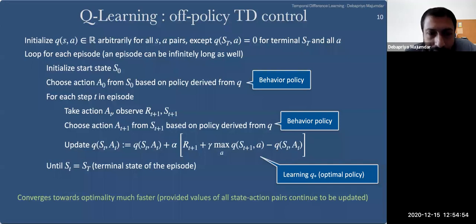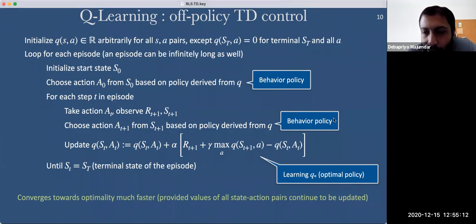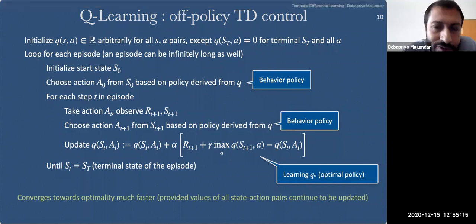Now, this converges towards optimality much faster than on policy, provided values for all state action pairs continue to be updated. So all you have to do is, in your behavior policy, keep enough scope for exploration so that you learn all the Q(s,a) values for all state action pairs. Then this converges towards optimality faster than the other way, where you switch between policy improvement and policy evaluation. This is actually much faster.